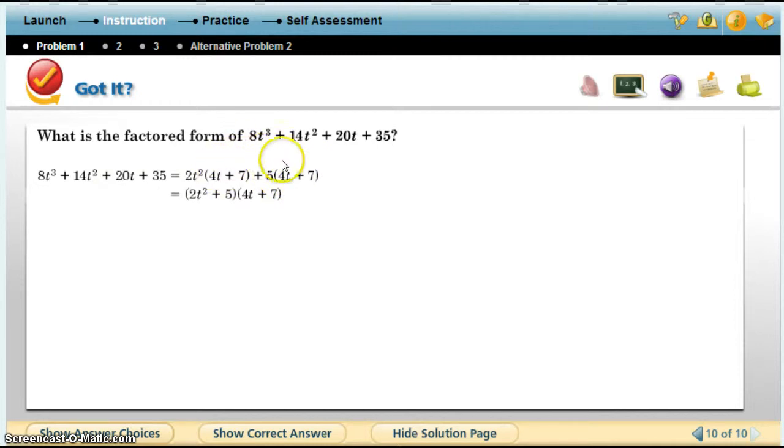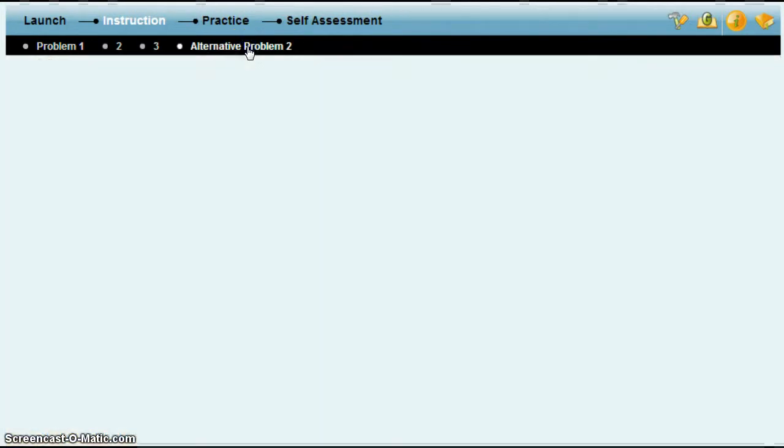So both of these terms, even though these are really large, odd-looking monomials here, we can call them terms, both of them have a 4t plus 7 in common. So we're going to take that 4t plus 7 out, and what's left over is the 2t squared plus 5. All right, let's look at another example.